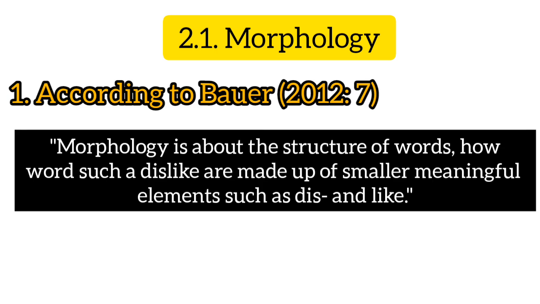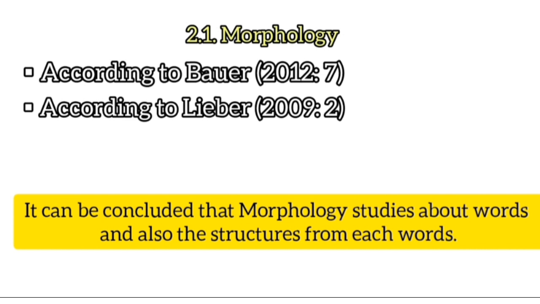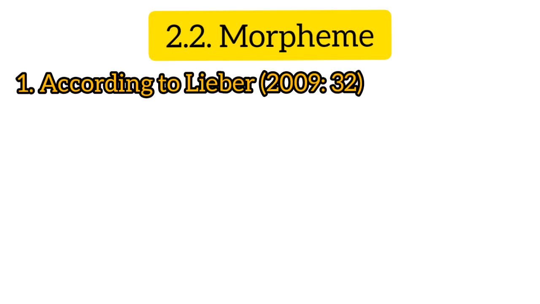So I'm going to discuss morphology from some experts. According to Bauer, morphology is about the structure of words, how words such as dislike are made up of smaller meaningful elements, such as dis and like. Another is from Lieber. Lieber stated that morphology is the study of systematic covariation in the form and meaning of words. So from the two experts, Bauer and Lieber, I can conclude that morphology studies words and also the structures of each word.